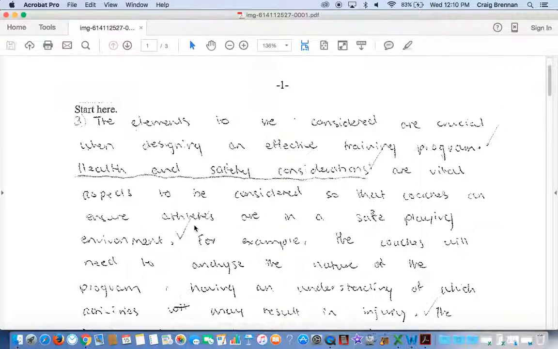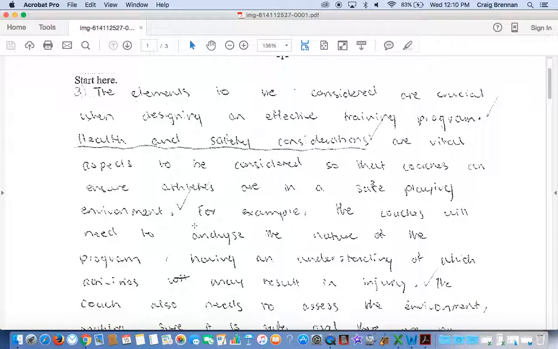Let's go and have a look at this sample answer first of all, and let me just start off by saying this is just a sample answer. I'm not saying this is the best answer. I'm not saying that it's the worst answer. This is just a sample that I've given you to show you how your answer could be constructed.